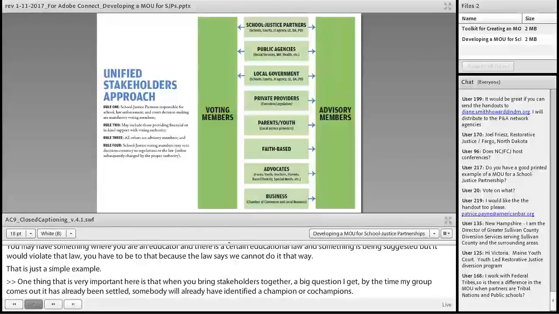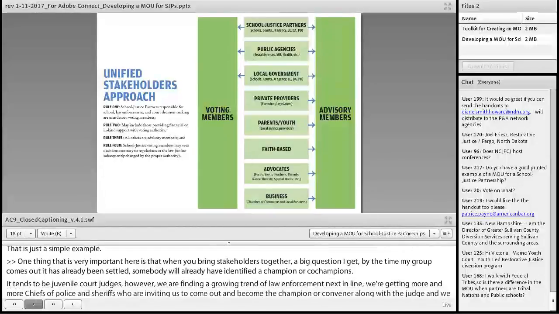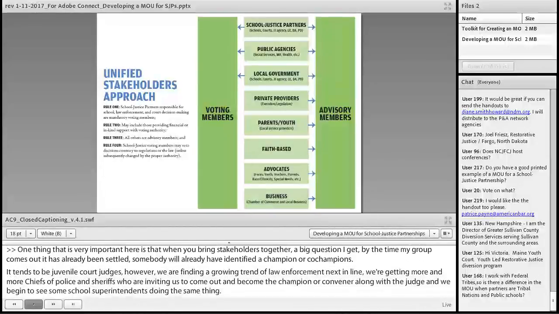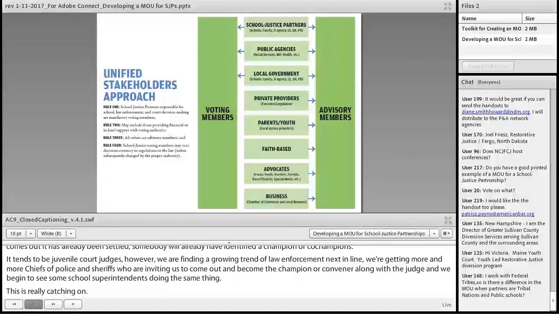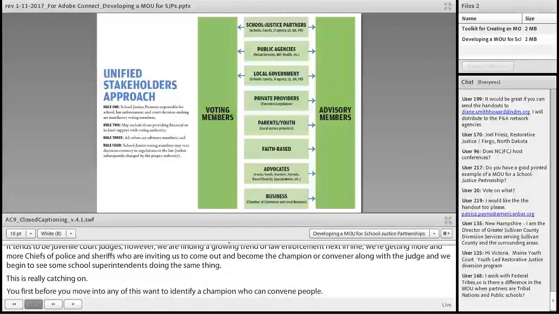So before you move into any of this, you want to identify a champion who can convene people. That is, they have the vision. They know the stakeholders, okay? And therefore, they have the type of authority where when they make an invite, people are going to show up. All right. Teresa, any questions you have before I go to the bifurcated slide?